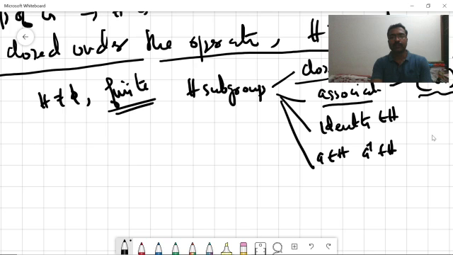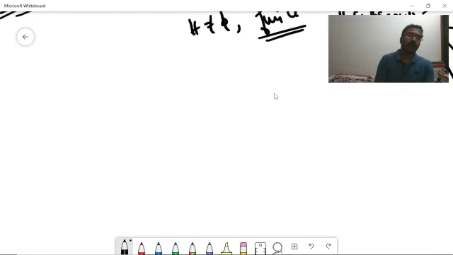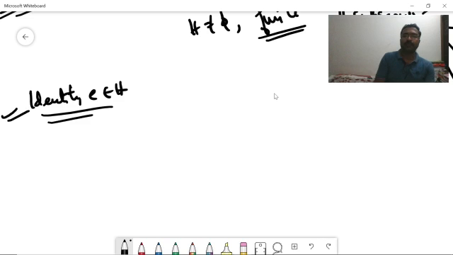Now the main step is we have to show that the identity element e is there in H. So let us proceed to that. Before that, let us recap once again. H is non-empty and also H is finite. So these two assumptions are made here. You have to show that the identity element is there in H.